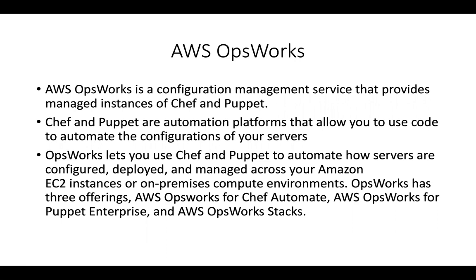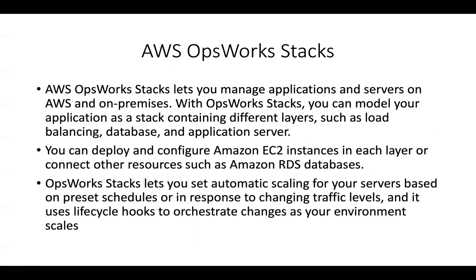And OpsWorks lets you use Chef and Puppet to automate your servers, how they are configured, how they are deployed, and even managed across your EC2 instances or even your on-premise infrastructure. And OpsWorks has three offerings. The offering that we are going to concentrate on today is AWS OpsWorks Stacks, but it also has support for Chef Automate and Puppet Enterprise. So we will get started with AWS OpsWorks Stacks.